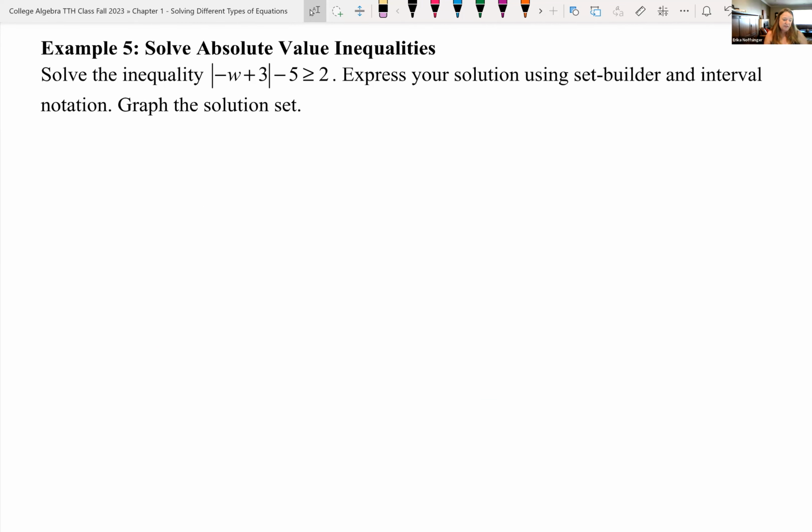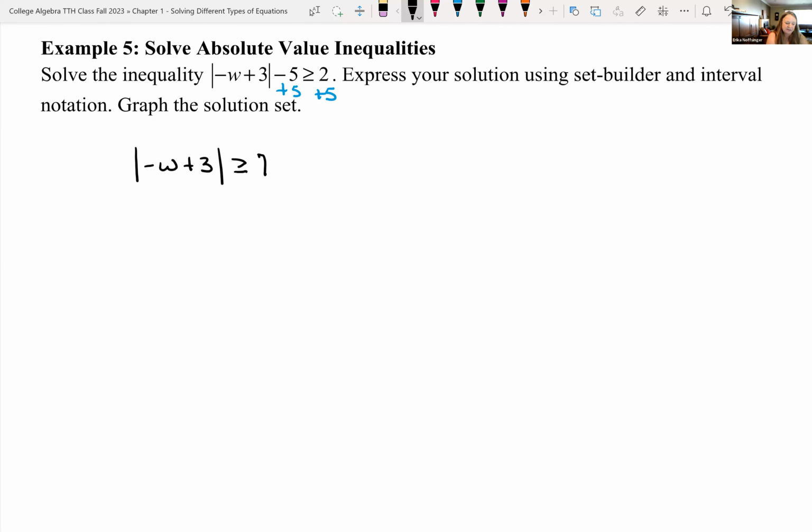So another example with a greater than, or in this case, greater than or equal sign, we have the absolute value of negative w plus 3 minus 5 is greater than or equal to 2. I want to isolate my absolute value to one side of the equation. I notice I have a minus 5 on that left-hand side outside of the absolute value. I can get rid of it by adding 5 to both sides of the inequality. We have the absolute value of negative w plus 3 is greater than or equal to 2 plus 5, which is 7.